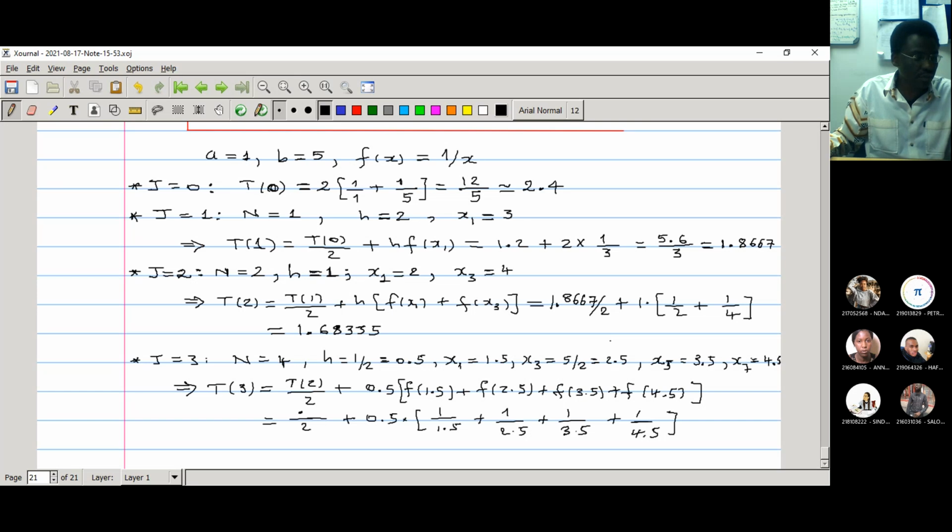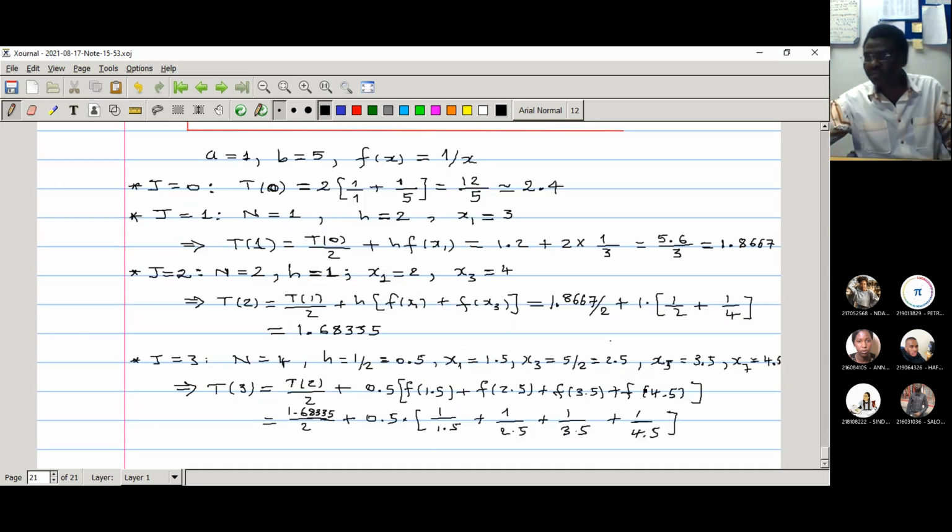Okay, let's check. 0.5 plus 0.25 plus 1.8667 by 2 equals 1.68335. Good. Now you take that value, you half it, and then so that is 1.68335. So you can do the computation yourself.